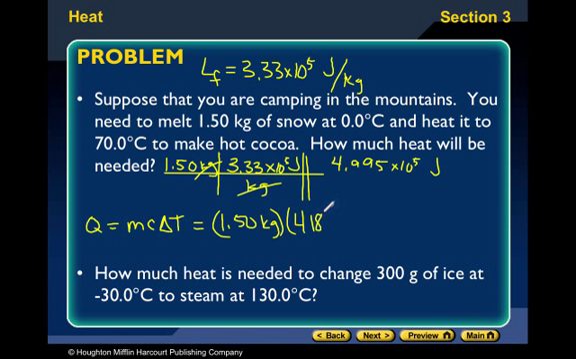That's where the 4186 comes into play. And then our change in temperature would be 70. That gives you 4.3953. So to get the total, you need to add them together.